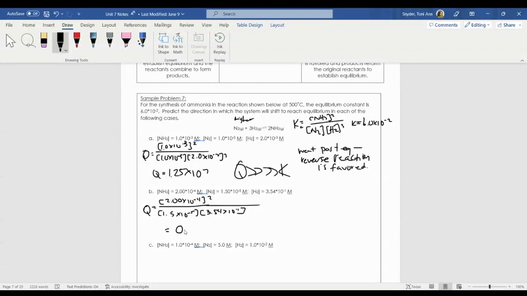If you solve for this correctly, you get 0.06. And guess what? That's equal to our value for K that was given to us in this particular example. So since Q is equal to K, these right here must be your equilibrium conditions. This particular reaction is at equilibrium.